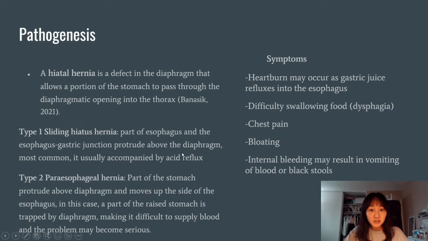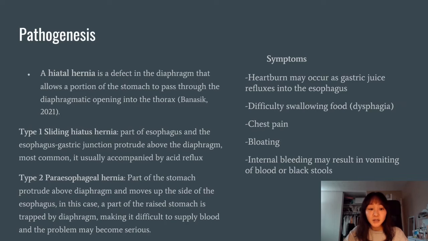For the pathogenesis, a hiatal hernia is a defect in the diaphragm that allows a portion of the stomach to pass through the diaphragmatic opening into the thorax. There are two main types. Type 1 is a sliding hiatus hernia. In this case, part of the esophagus and the esophagogastric junction protrude above the diaphragm, and it is the most common case. In this case, there is no symptom or only mild symptoms at first, but the symptoms of GERD, gastroesophageal reflux disease, may appear over time.